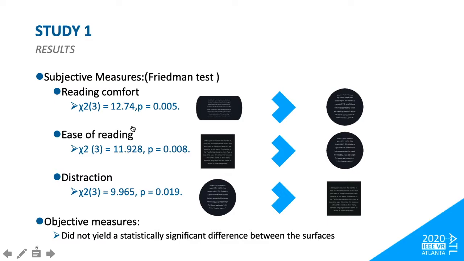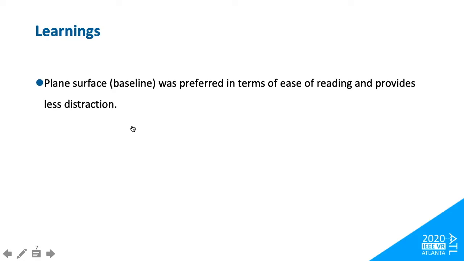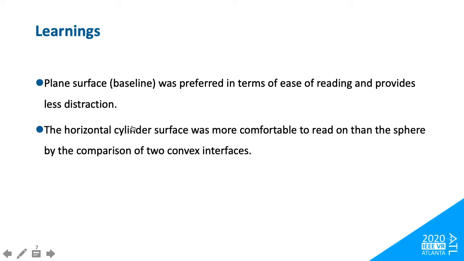As for the objective measures, they didn't show a significant difference between the different surfaces. For further detail, I refer you to our paper. From study 1, as we focused on those general shapes, we found that reading on the baseline provides less distraction and performed better in ease of reading. And reading on the horizontal cylinder shows better performance than the sphere for comfort level.